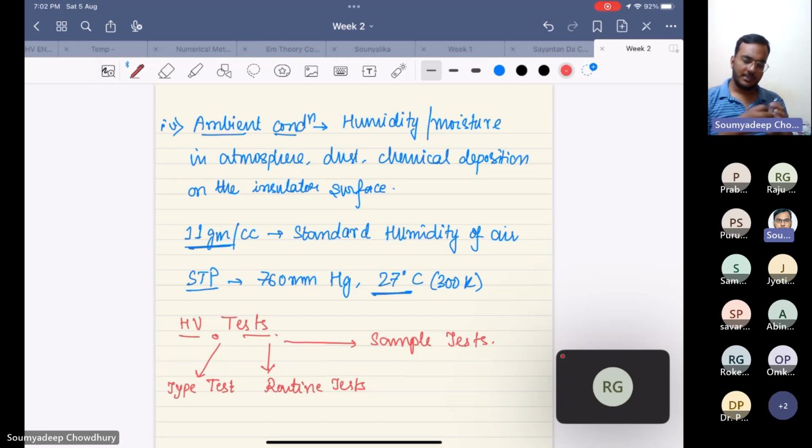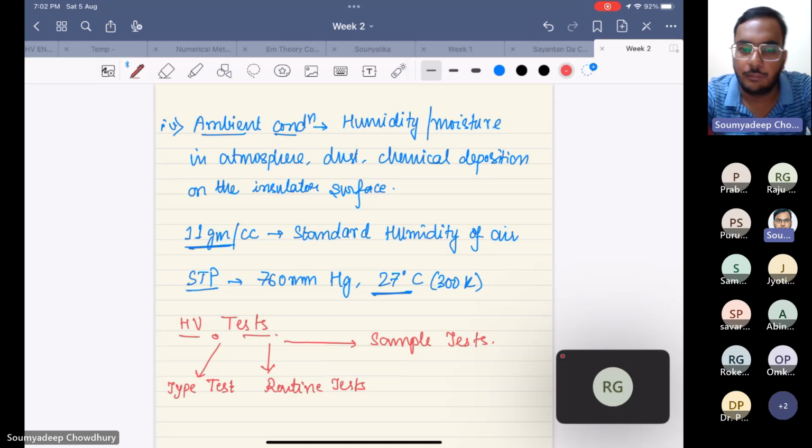As the name suggests, this visual inspection test means just by seeing the insulator, we want to understand whether it is okay or whether it is a defective piece. And if it is a defective piece, we straight away reject it. So this is the routine test. I'm explaining it just briefly. If you have any questions, you can ask me.